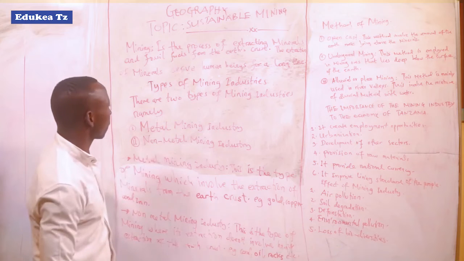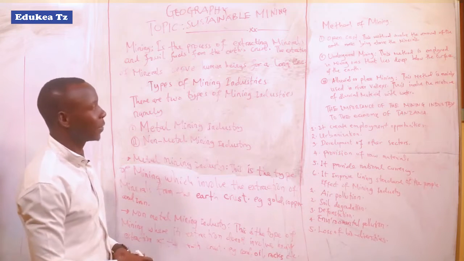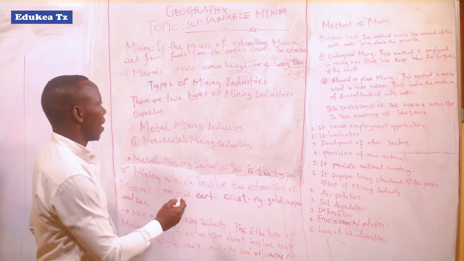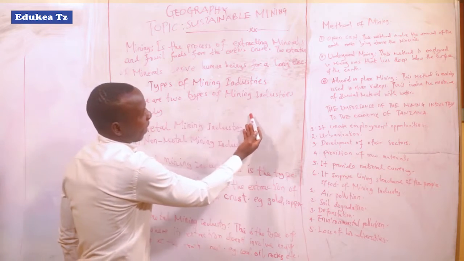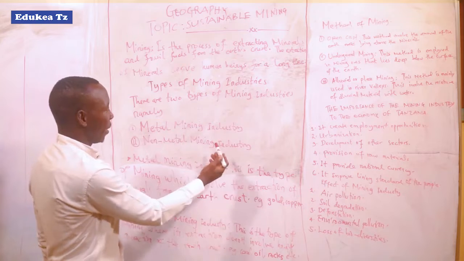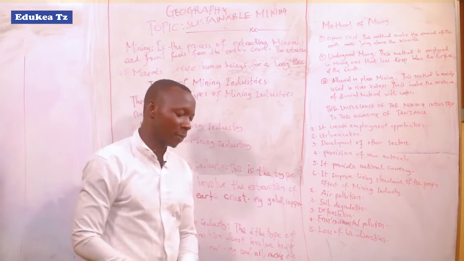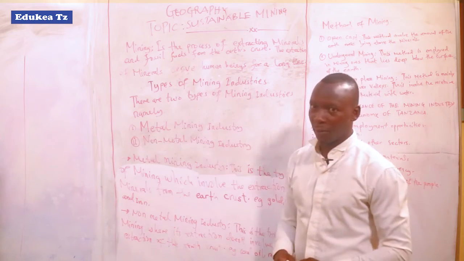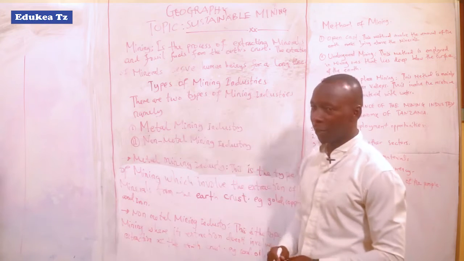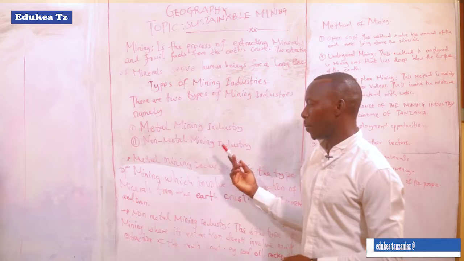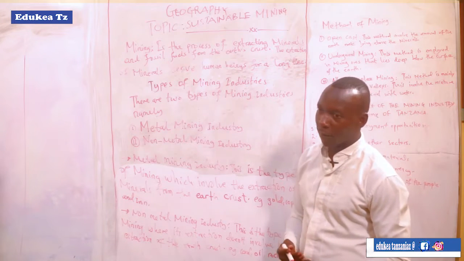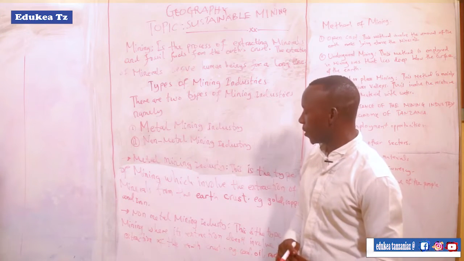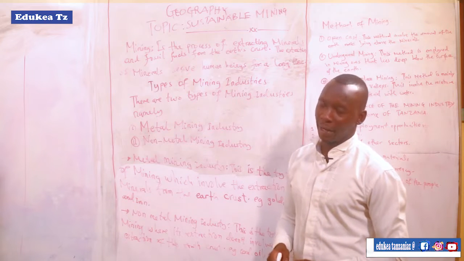So the process of extracting minerals has two types, as it is shown here. There are two types of mining industry, namely metal mining industry and non-metal mining industry. These two types are the kinds of mining industries used to extract minerals from different areas where there are materials like copper, diamond, gas, and others.